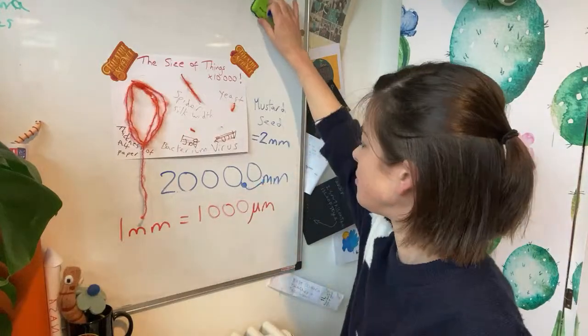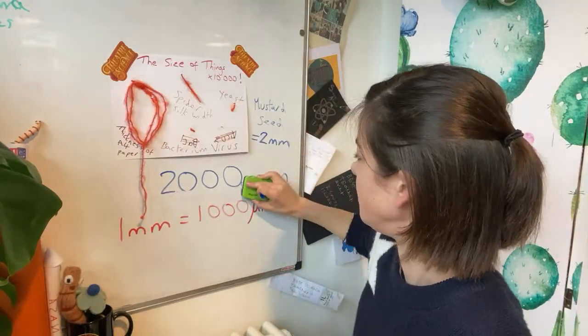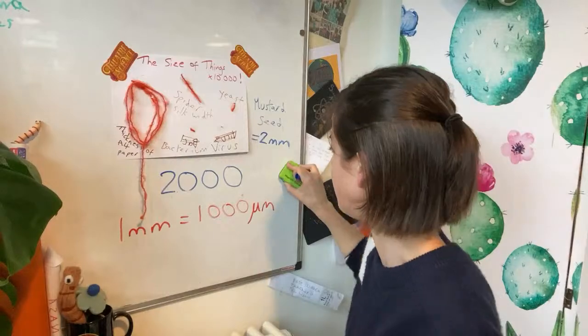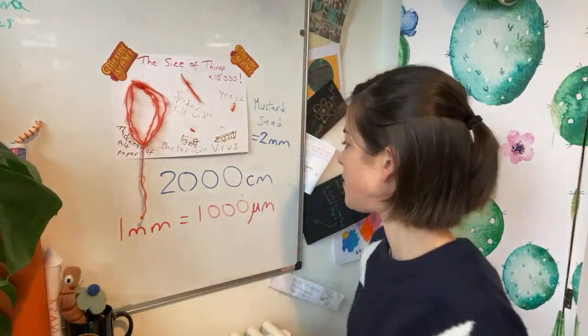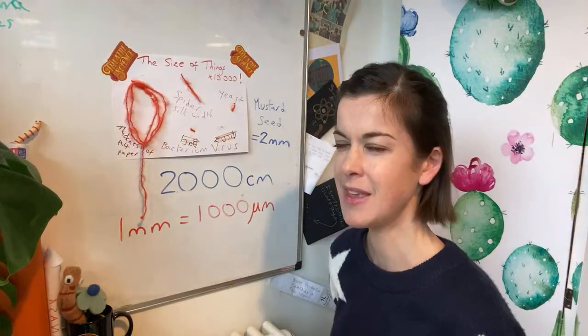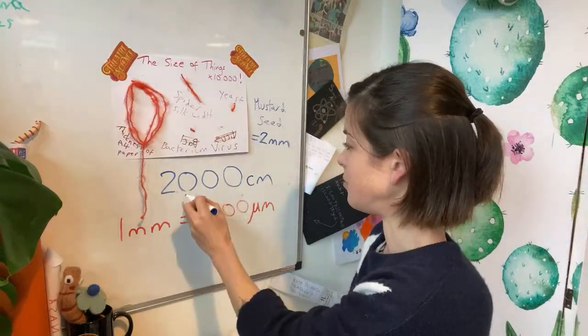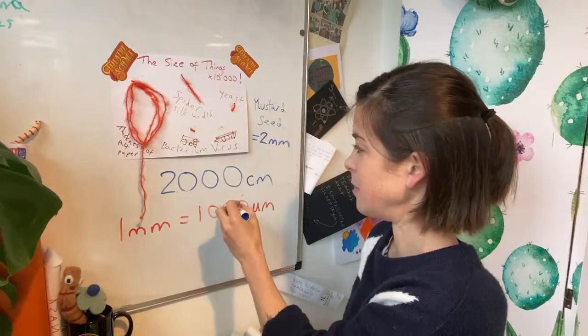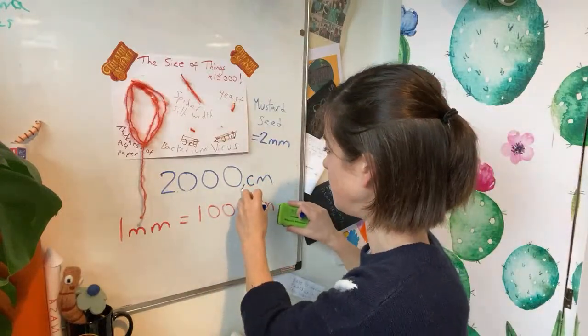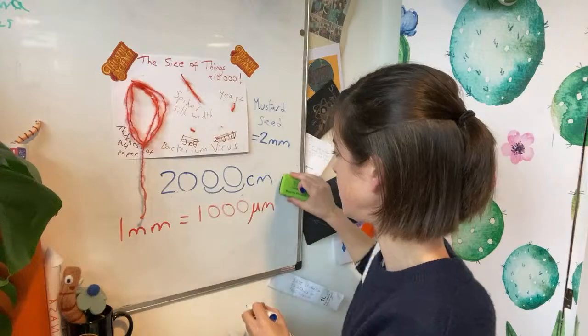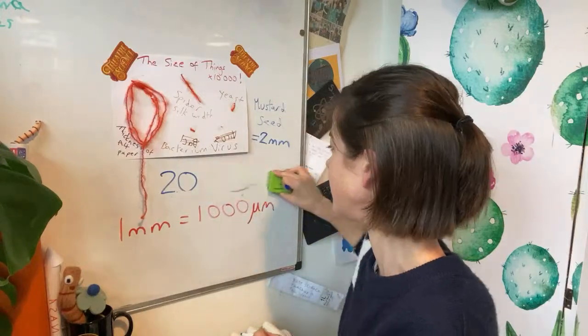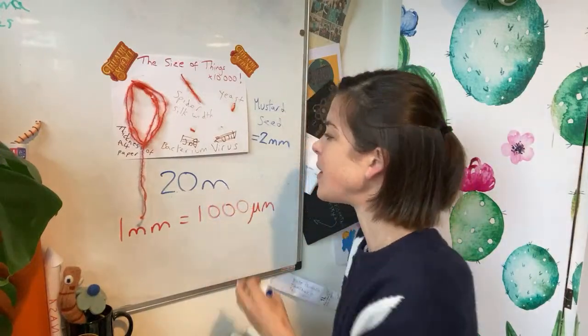So if I put my decimal place there, then I know that my mustard seed in my model is 2,000 centimetres, but there's 100 centimetres in a metre. So I can divide this number 2,000 by 100, and that gives me my answer in metres. So I'll just move my decimal place two places, and if I divide that number by 100 to get the answer in metres, it's 20 metres.